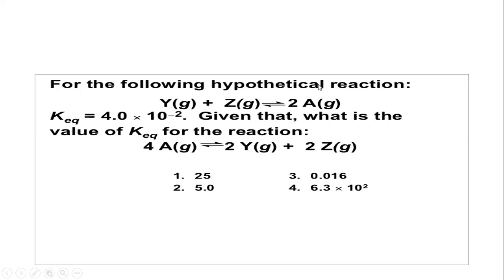We have a hypothetical reaction. Hypothetical means it is just an example; we don't have any reaction in the world like Y plus Z going to A, but I'm just using this as an example. Then we have the equilibrium constant as 4.0 times 10 to the minus 2. Given this equilibrium constant, what is the value of K for the reaction 4 moles of A going to 2 moles of Y plus 2 moles of Z?